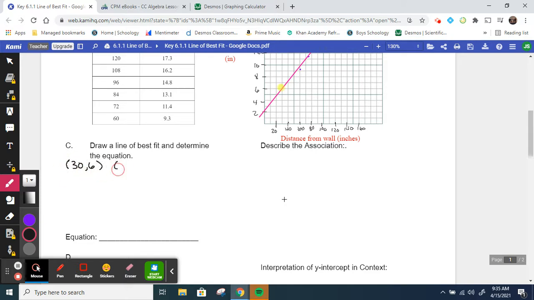And then the other one was 100, and then 15. Okay, so a lot of times people are like, oh, I'm just going to pick any 2 points on my line. Well, sometimes you might have points that really aren't close to your line. You don't want to use those.